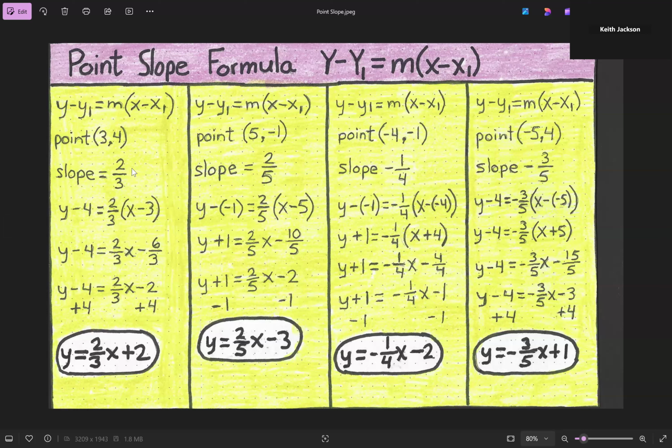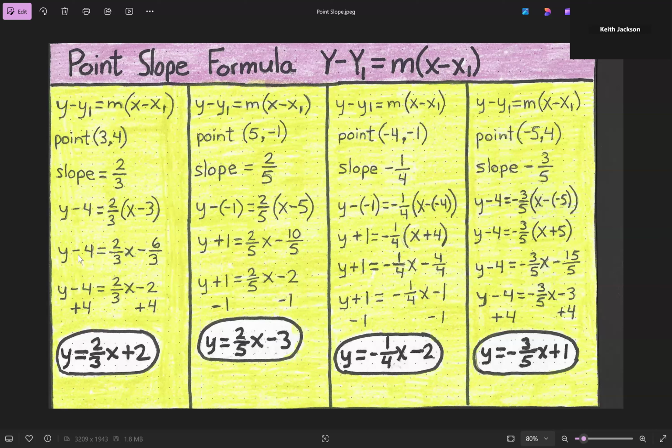What we're going to do is plug in the coordinates of this point into the point-slope formula. We're going to take 4 and plug that in for y right here. Then we're going to take this 3 and plug it in for x right here and see how we arrive at y is equal to 2/3 x plus 2. Now we have y minus 4 is equal to 2/3 times the quantity of x minus 3. Now we're going to distribute this 2/3 inside the parentheses to arrive at the next step.